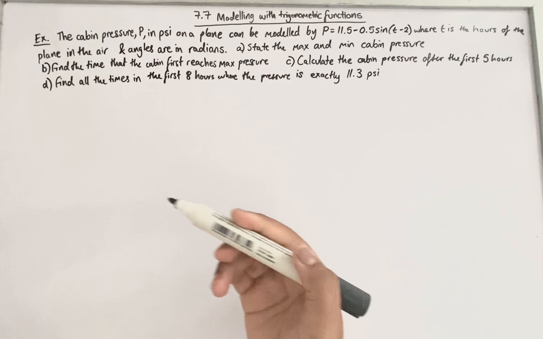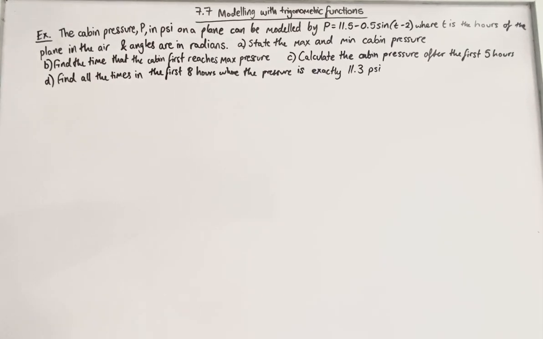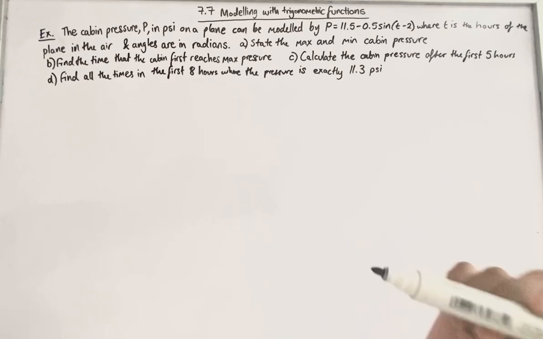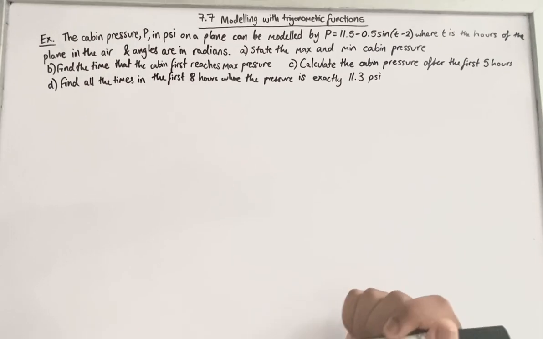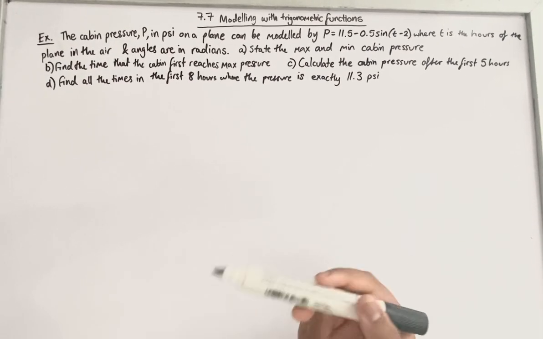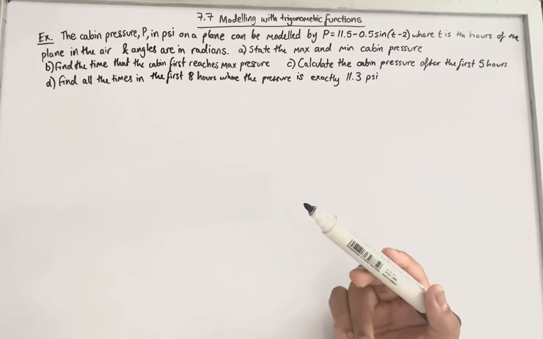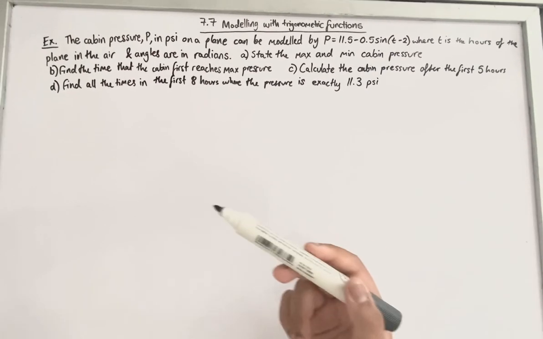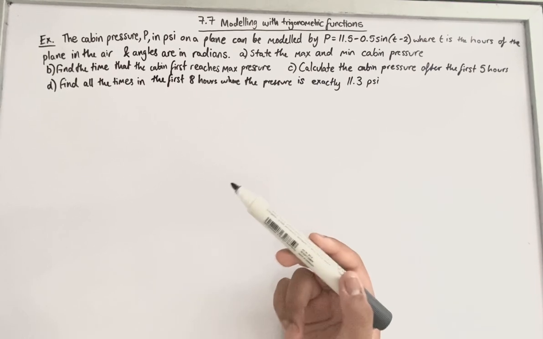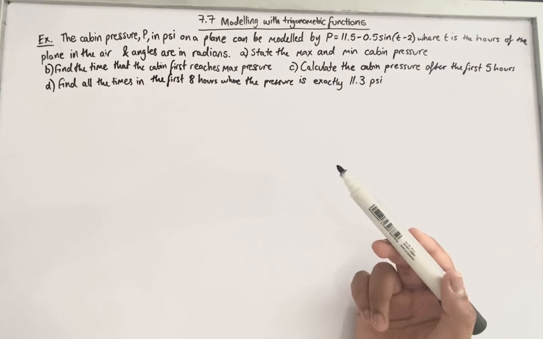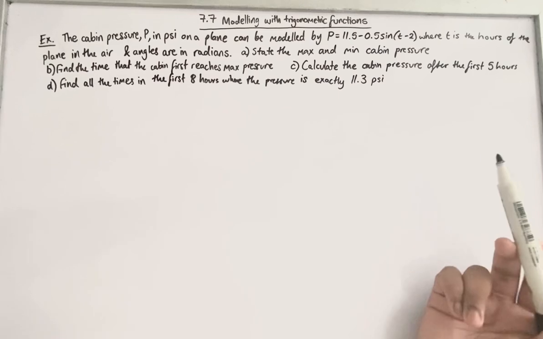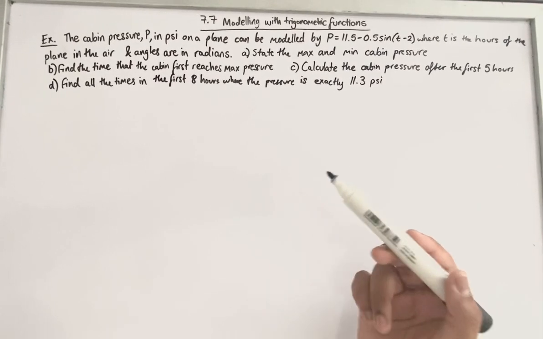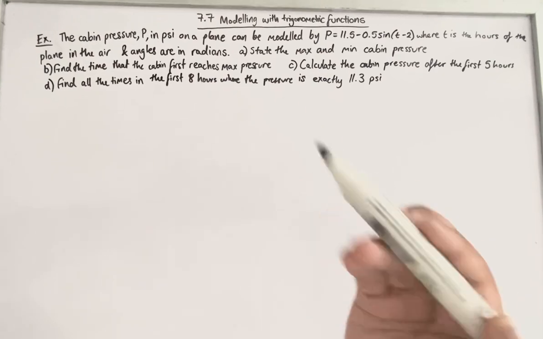Let's do one example. The cabin pressure P in PSI on a plane can be modelled by P equals 11.5 minus 0.5 sine of (t minus 2), where t is the hours of the plane in the air and all angles are measured in radians. Part A. State the maximum and minimum cabin pressure. B. Find the time that the cabin first reaches maximum pressure. C. Calculate the cabin pressure after the first 5 hours. And then D. Find all the times in the first 8 hours where the pressure is exactly 11.3 psi.